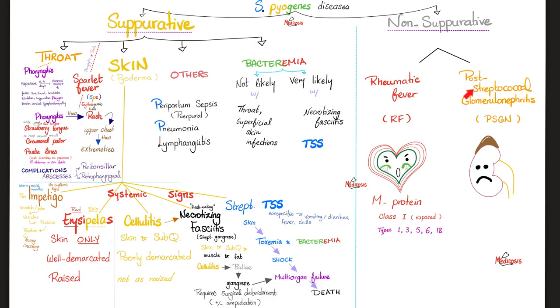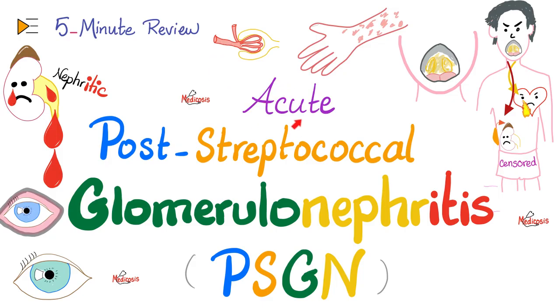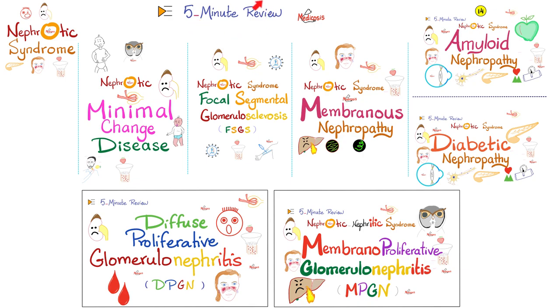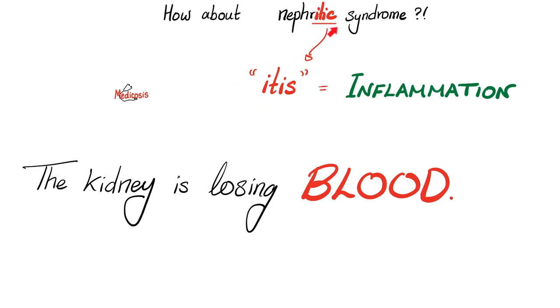Next, let's talk about post-streptococcal glomerulonephritis, also non-suppurative. Now, I have a separate video about acute post-streptococcal glomerulonephritis where we get into details, but today we'll review it very quickly. If you want to dig deeper, the video is available on my 5-minute review playlist and on my nephrology playlist. Let's go. Nephritis, post-streptococcal glomerulonephritis.